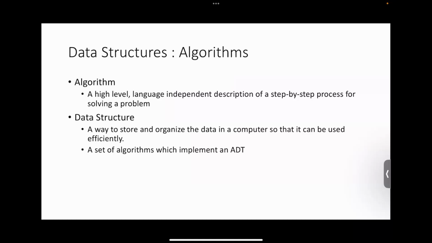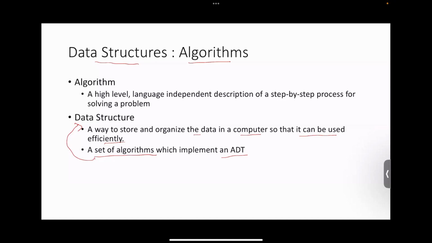Now, summarizing this, what actually is the relationship between the data structure and the algorithm? Remember, last week we discussed algorithms and algorithm complexity in detail. So we know that an algorithm is a high-level, language-independent description of a step-by-step process of solving a problem, which we saw in our last class. Now the data structure is a way to store and organize data in a computer so that it can be used effectively. And the set of algorithms which we will be using to implement an abstract data type is also called a data structure. We are going to refer to it as a data structure as well.